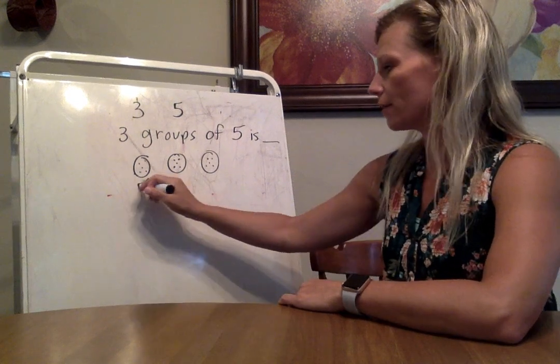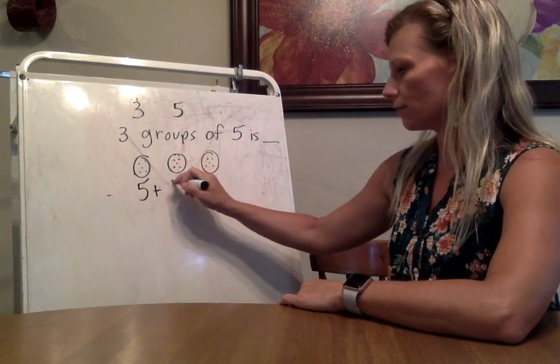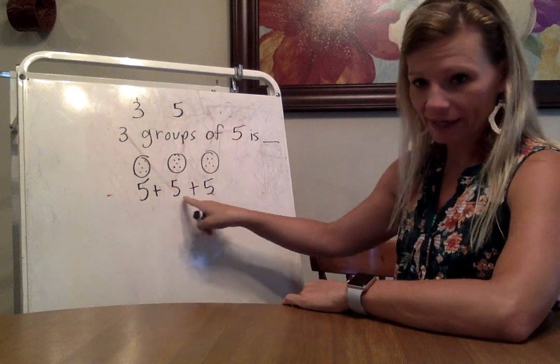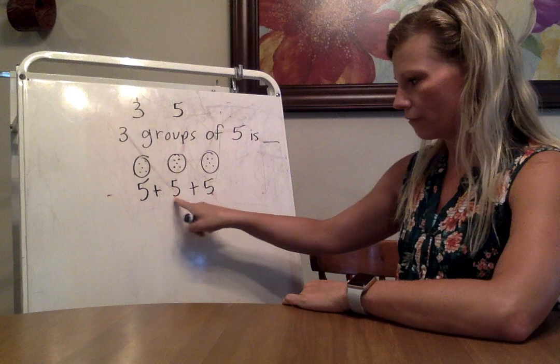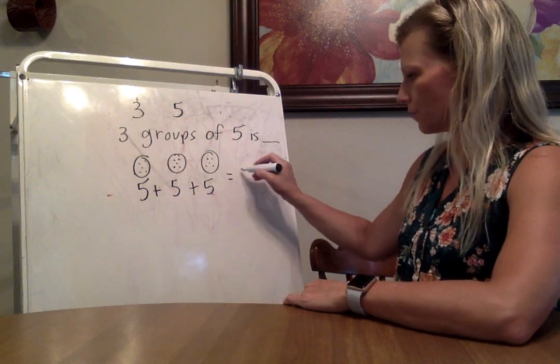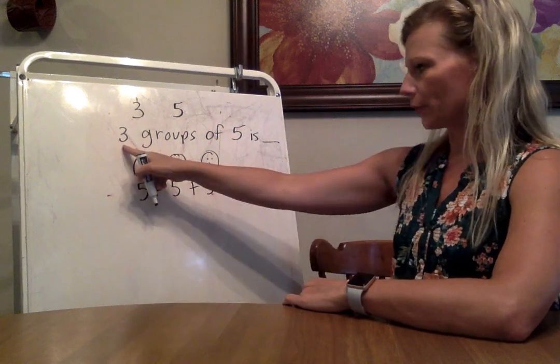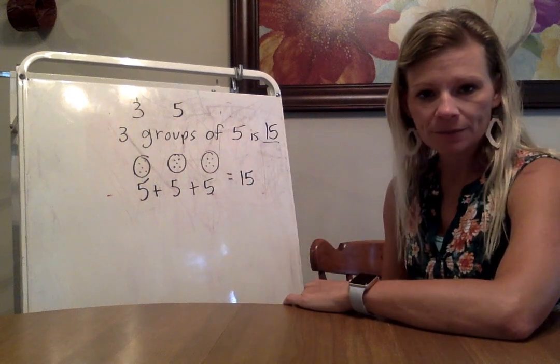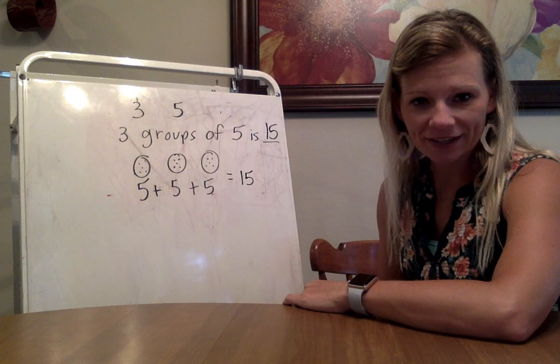So that looks like 5 plus 5 plus 5. See how I have 3 5s. Well, 5 and 5 is 10, and 5 more is, yep, you're right, 15. 3 groups of 5 is 15. So that's one way you can practice this week, all right?